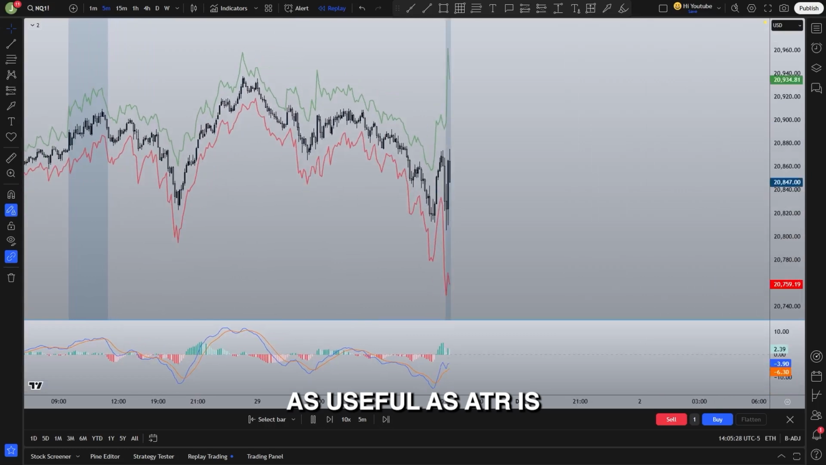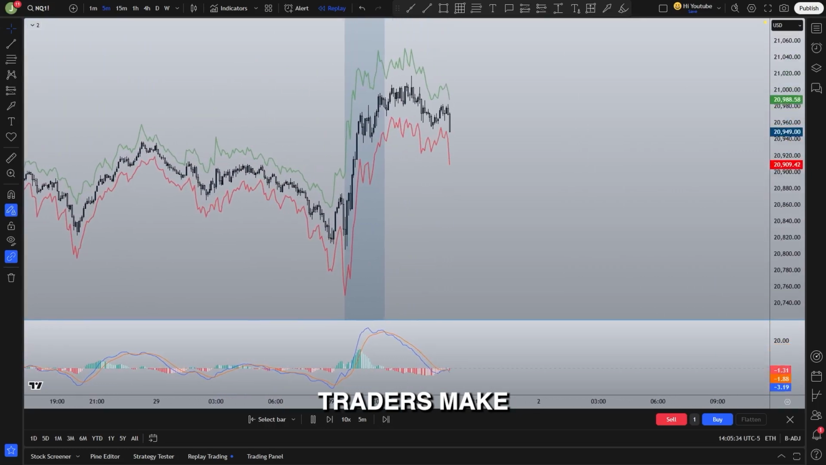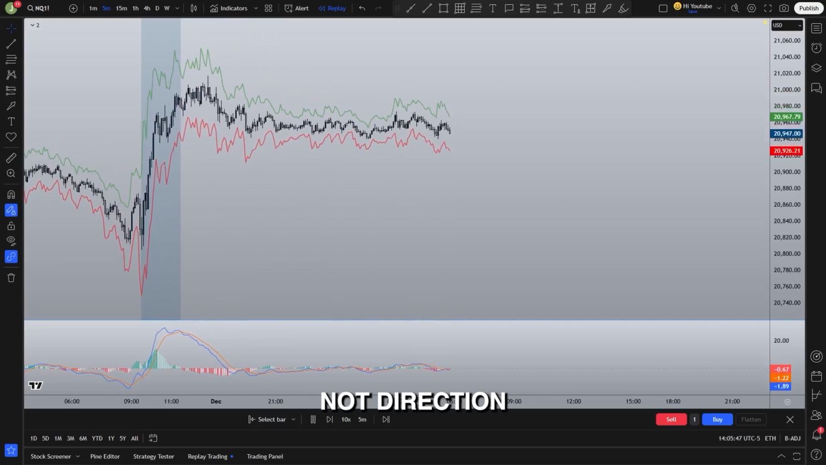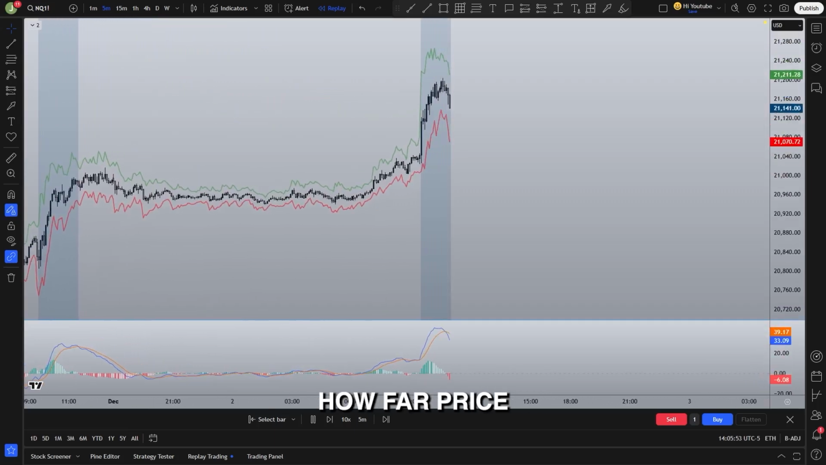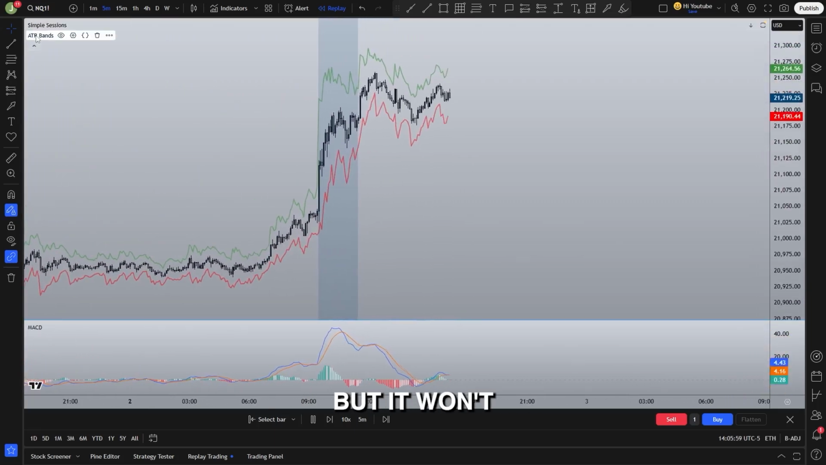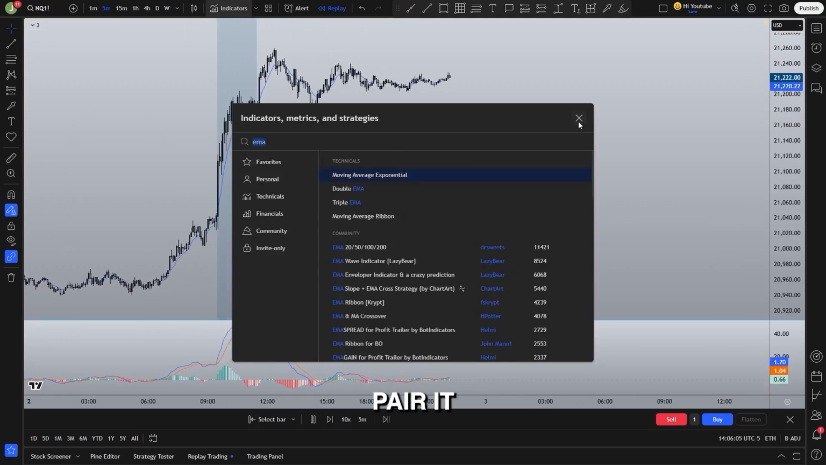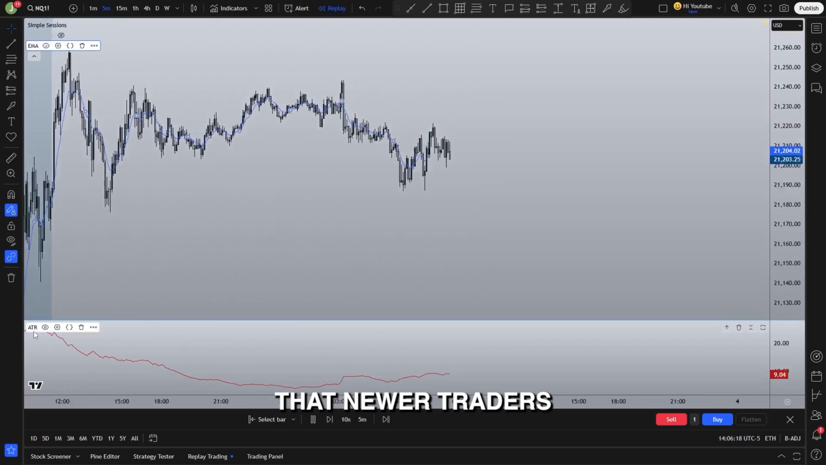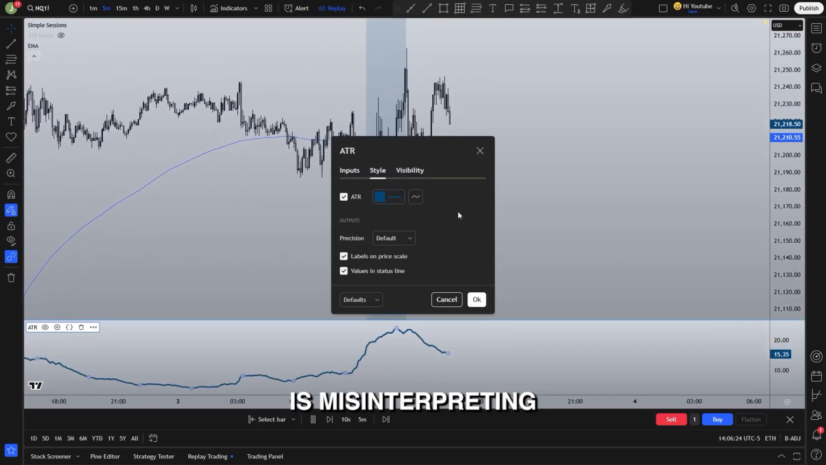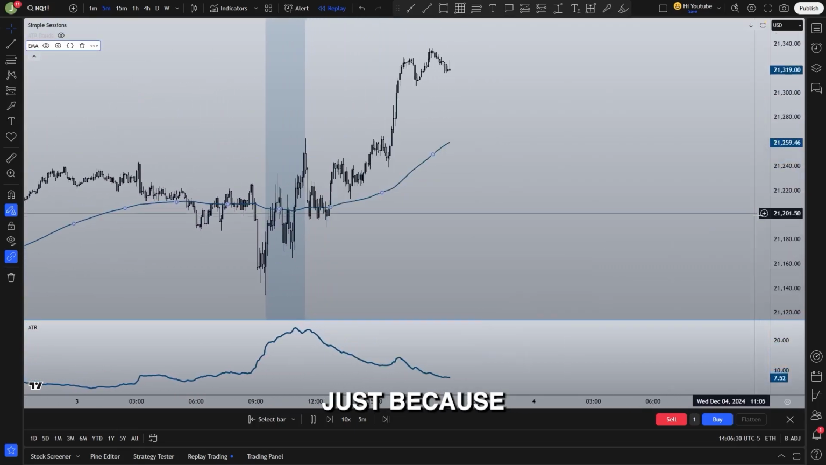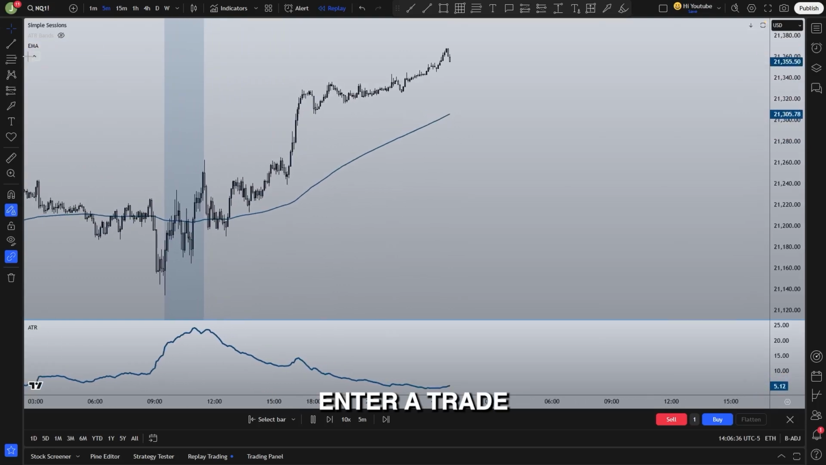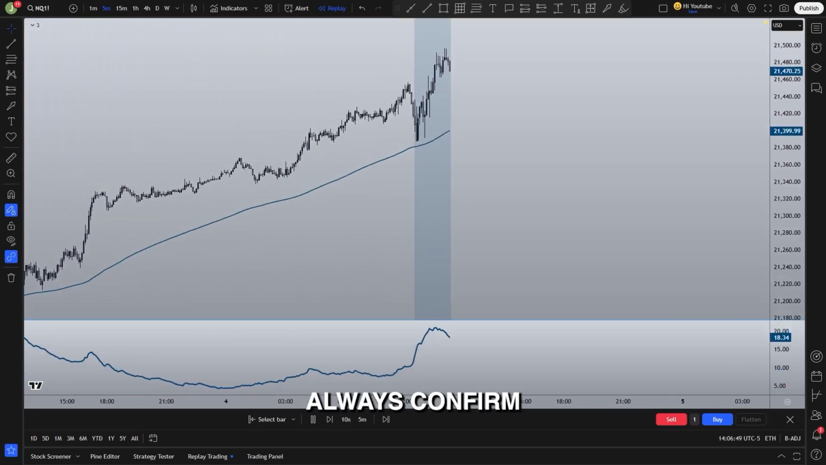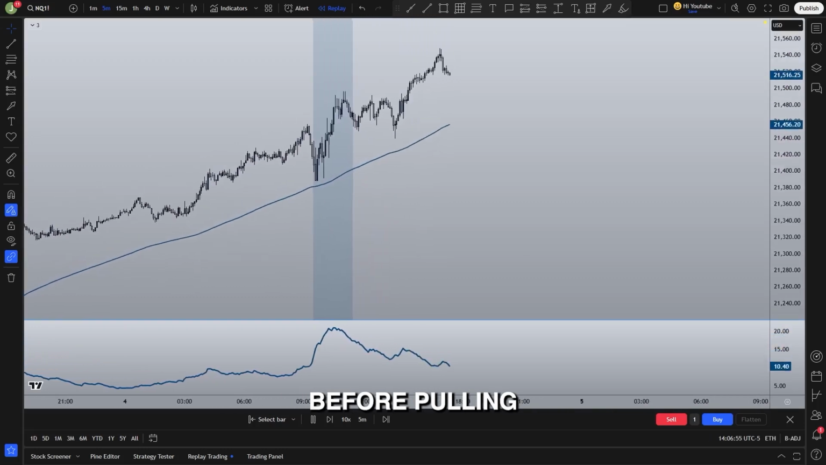As useful as ATR is, it's not perfect. A big mistake traders make is using ATR in isolation. Remember, ATR measures movement, not direction. It's great at telling you how far price might go, but it won't tell you whether it's heading up or down. Pair it with other tools like moving averages or trend lines to get the full picture. Another pitfall that newer traders often make is misinterpreting the ATR spikes. Just because ATR jumps doesn't mean it's time to enter a trade. Volatility isn't a signal. It's a condition. Always confirm with other confluences before pulling the trigger.